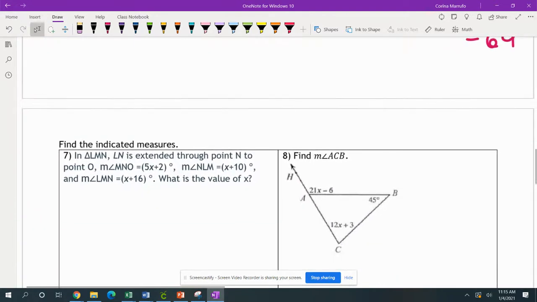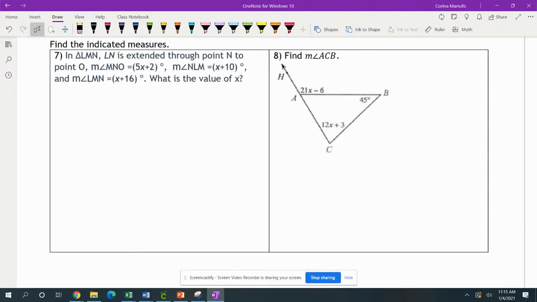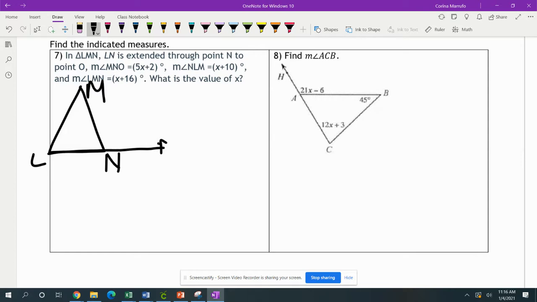All right, the next section. So here it says find the indicated angle measures. It says triangle LMN. So let's go ahead and draw our triangle. We have L, M, N. And then it says LN extends through point N. So you go past N all the way up to point, they call this O, point O.